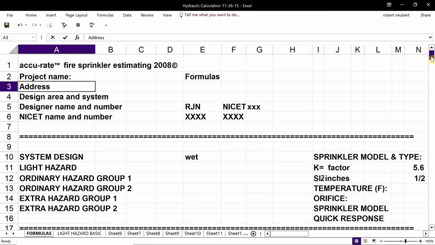Study the rules in NFPA 13, Chapter 22. Teach your engineer the rules instead of assuming he is always right. The following is a description of the accu-rate hydraulic estimating system. It is broken into 8 areas.